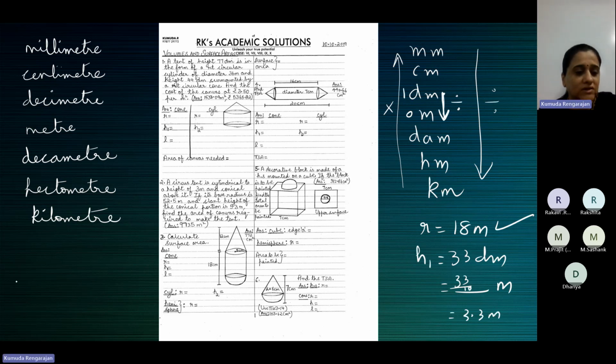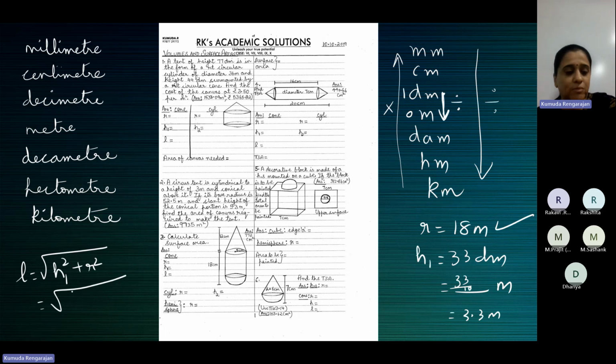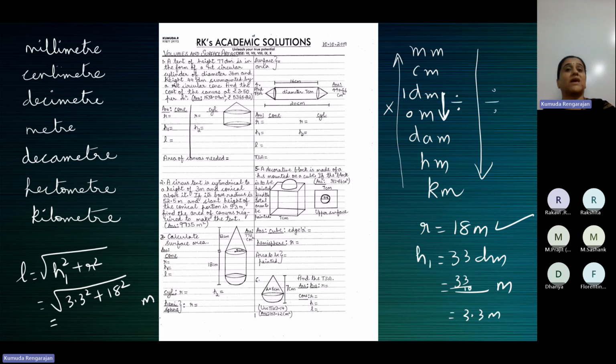That's one thing. Now L is equal to root of H square plus R square. So here it is root of H1 square plus R square, so root of 3.3 squared plus 18 squared. The answer will be in meter. Find this value. I want you all to calculate this. I'll see the square root now, how you can calculate it. Root of that one you should find. You got it? Using the long division?